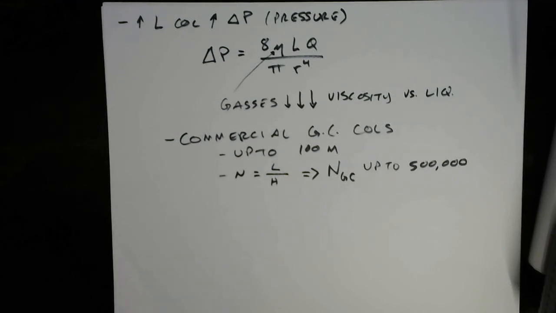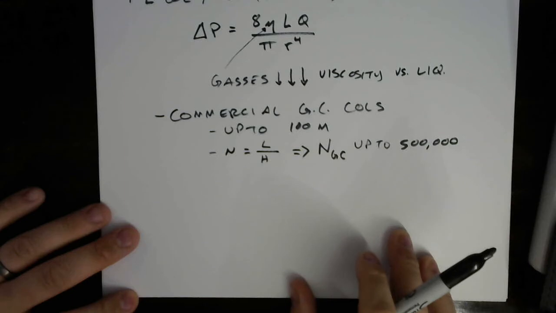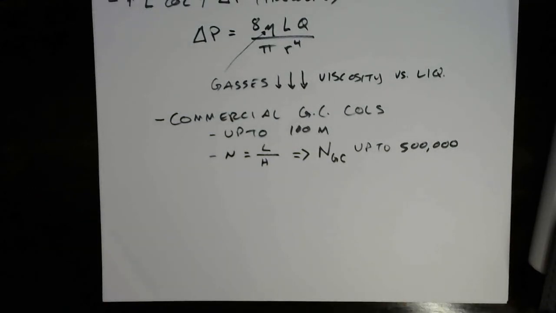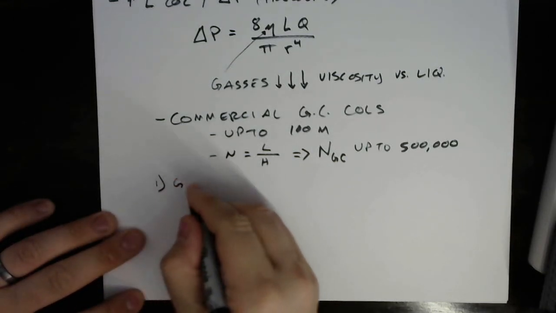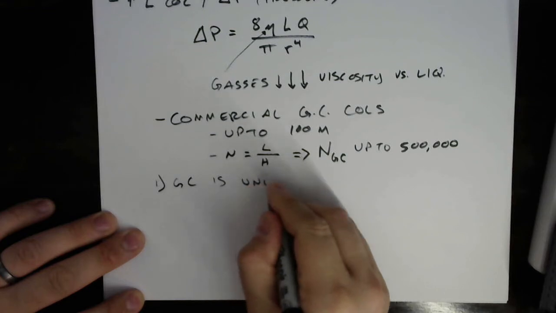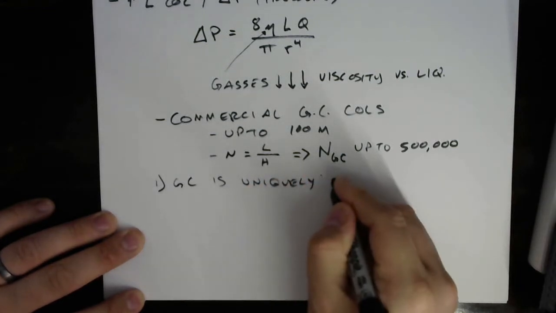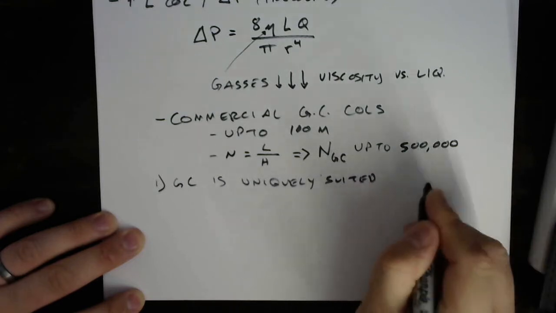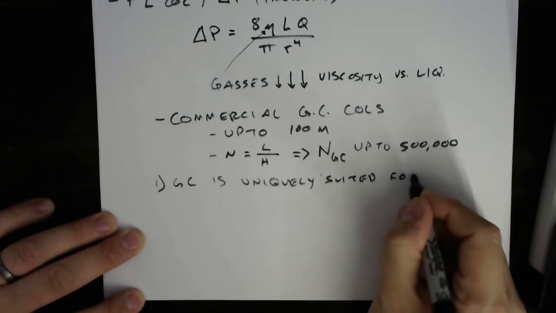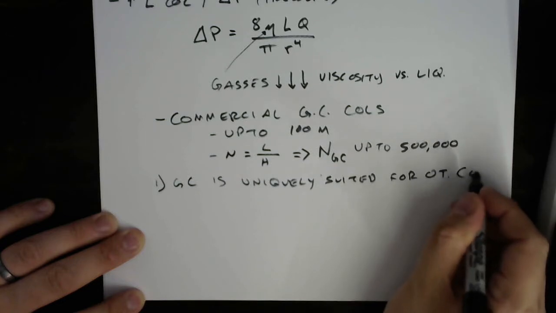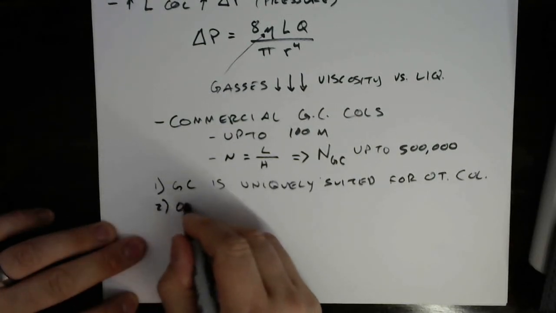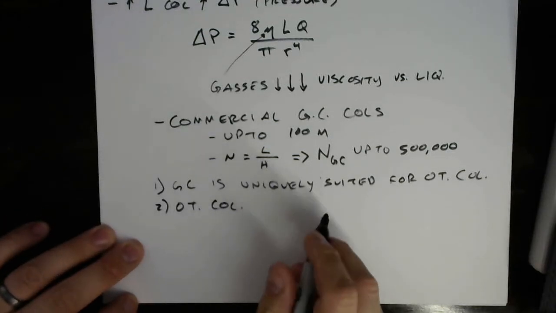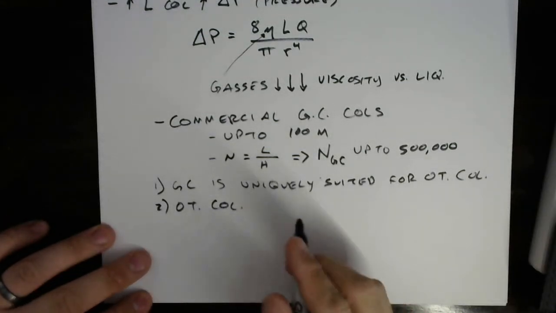So I want to finish our little intro discussion on GC with three take-home messages. So here's number 1. GC is uniquely suited for open tubular columns. And that comes with a lot of the benefits we've already talked about. So that's the second point, is that open tubular columns have significant benefits.